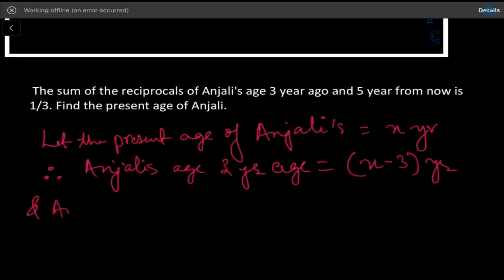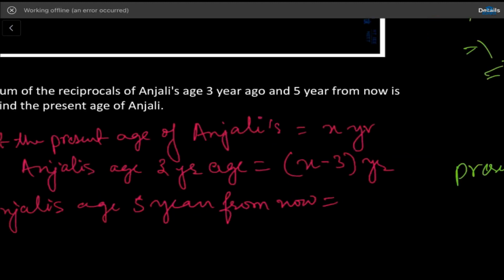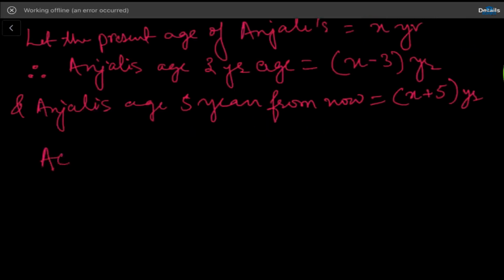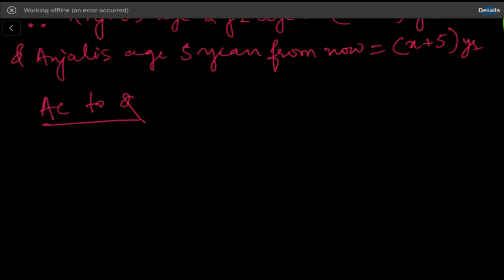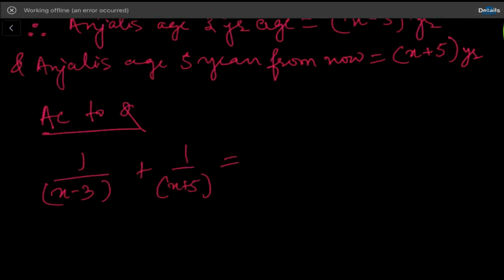And Anjali's age 5 years from now. What will it be? X plus 5 years. Okay, it will be x plus 5 years. So now according to the question, what is written here? The sum of the reciprocals of the ages 3 years ago and 5 years from now is 1/3. So the equation is 1 by x minus 3 plus 1 by x plus 5 is equal to 1/3.